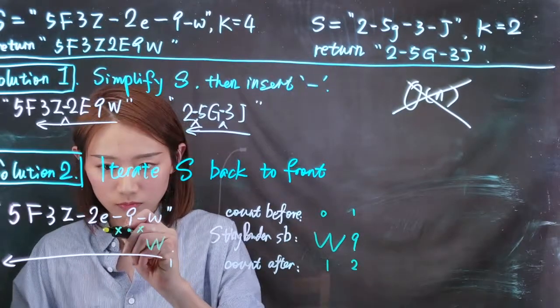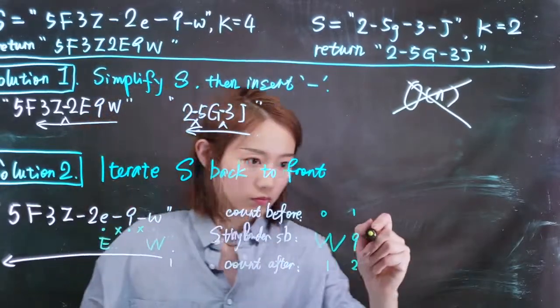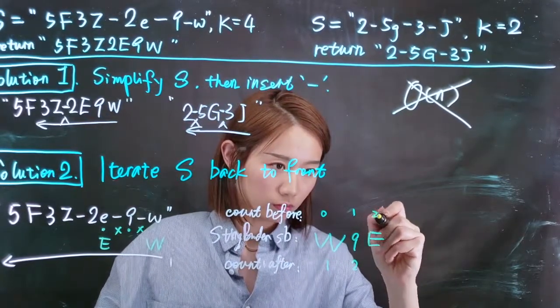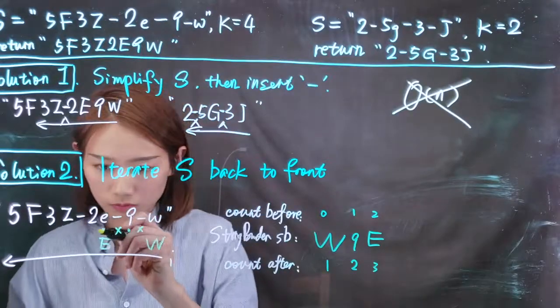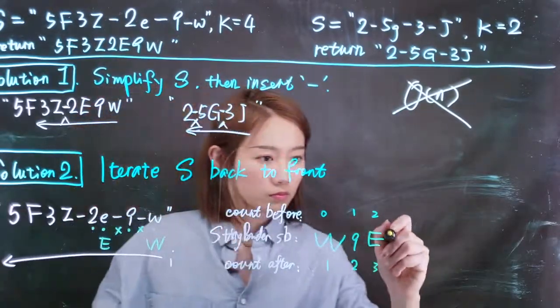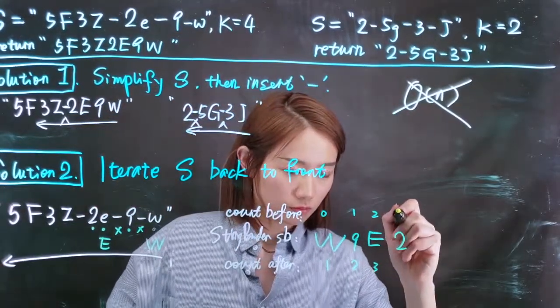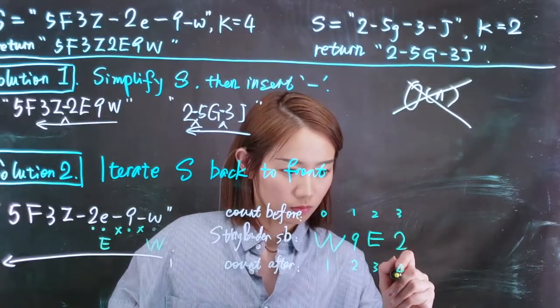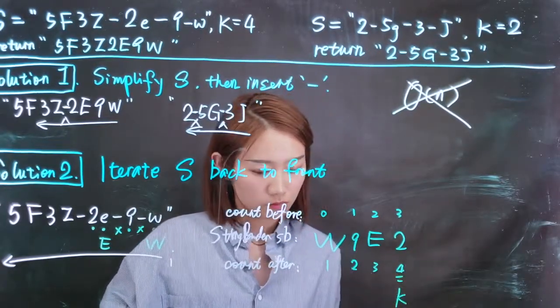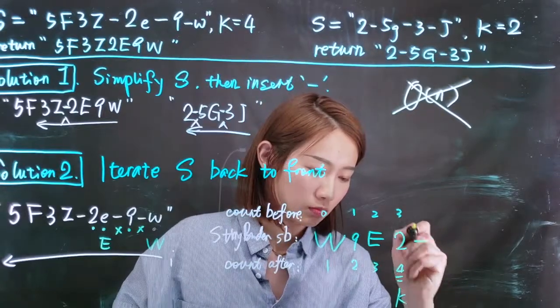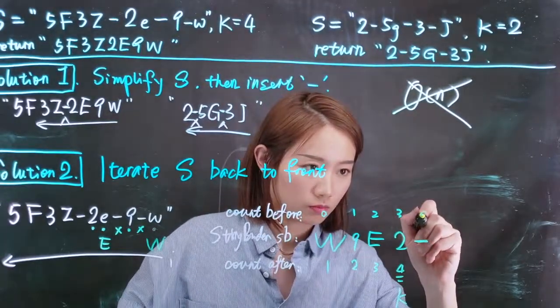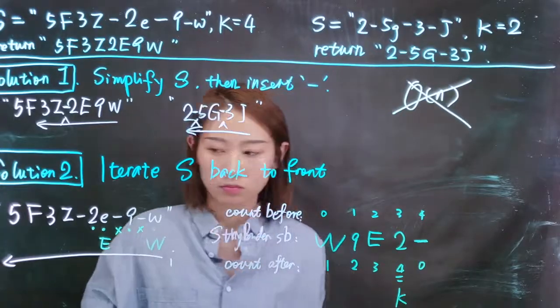And then lowercase e, make it uppercase, add it to the string builder. The count is 3 now. And then the number 2, add to the string builder. The count becomes 4. Notice that we reach k now. We need a dash here. So add the dash, the count is back to 0.